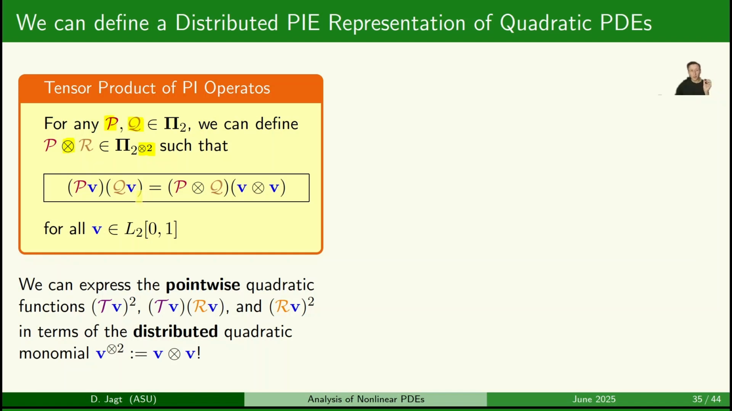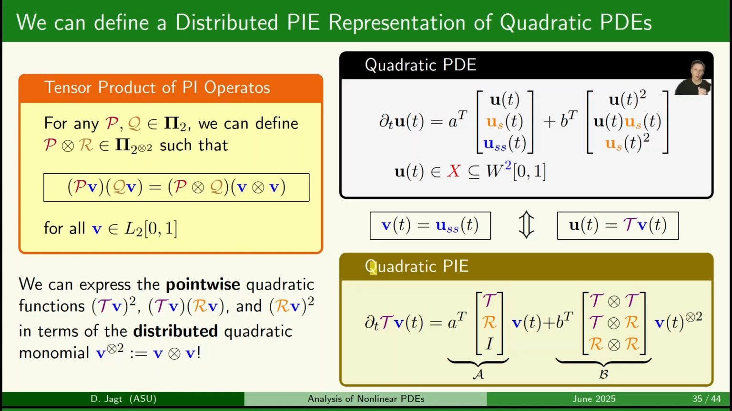where this tensor product is such that the product of P applied to v with Q applied to v can be expressed as the tensor product of P and Q applied to the tensor product of v with itself, where we can explicitly compute this tensor product of these PI operators. So we can explicitly compute the parameters defining this tensor PI operator. So using this result, we can express these pointwise quadratic functions, such as T applied to v squared or T applied to v multiplied with R applied to v, using our distributed quadratic monomial, so the tensor product of v with itself.